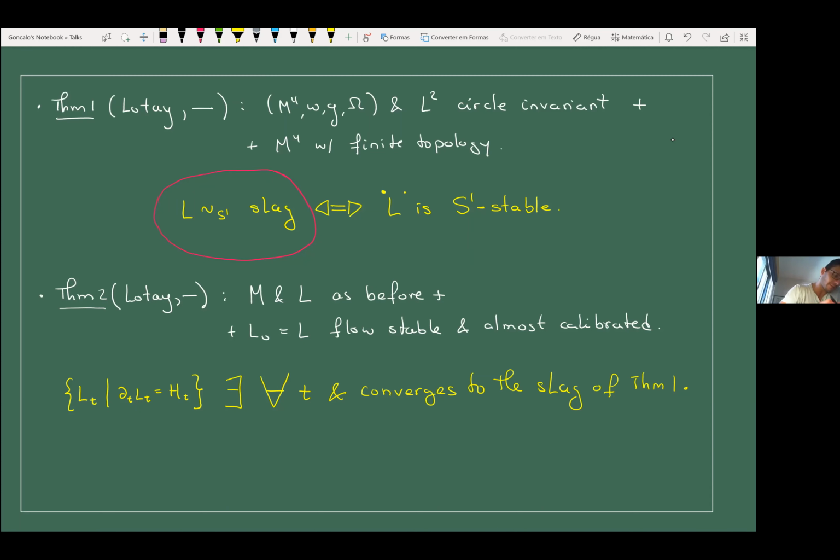I say here S1 stable, which means it cannot be destabilized by circle invariant configurations, but given that I didn't tell you exactly what stable means, that may not tell you much. On the left-hand side, being Hamiltonian isotopic to a special Lagrangian in the S1 sense means that you can use circle invariant Hamiltonians. The second theorem says that in the same conditions as before, and assuming the conditions of the conjecture, the Lagrangian mean curvature flow exists for all time and converges to the special Lagrangian from the first theorem.